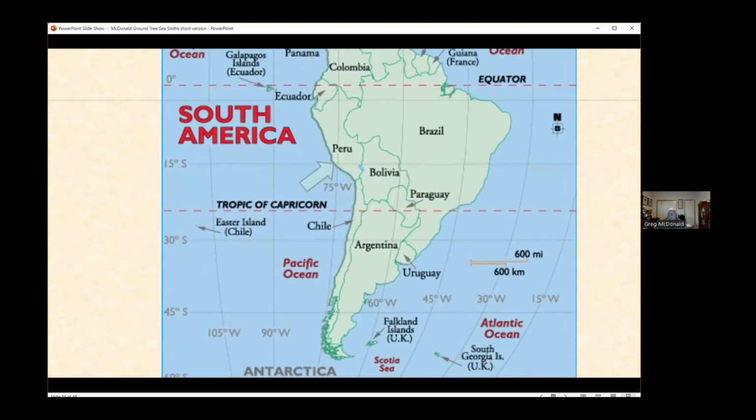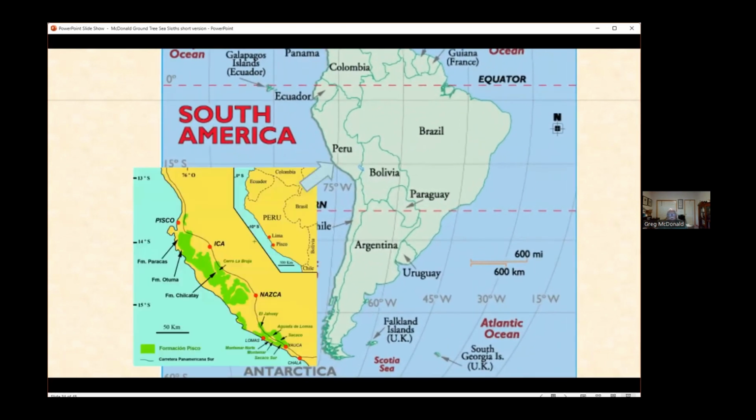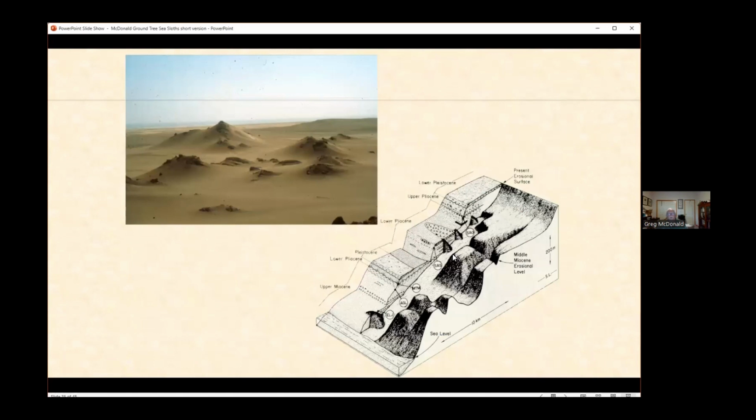and to the southern part of Peru and to the Pisco Formation, which is along the coast in southern Peru. This is a Miocene to Pliocene formation, and this is what it looks like. That's the Pacific Ocean in the background. And as you can see, it's very dry and it's very arid. And basically, what these mountains here are granitic hills that have been covered with marine sand.